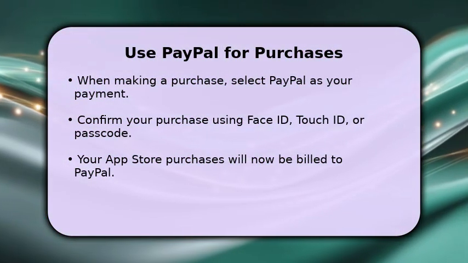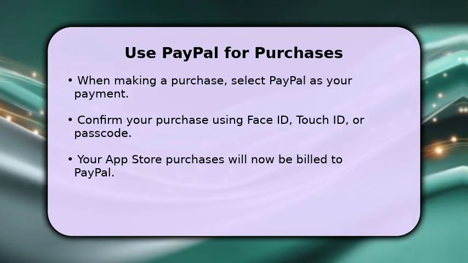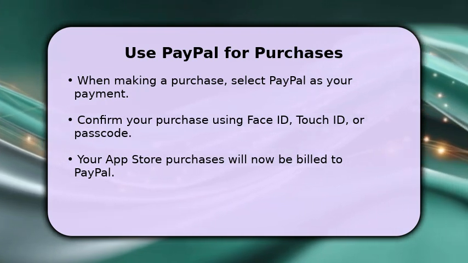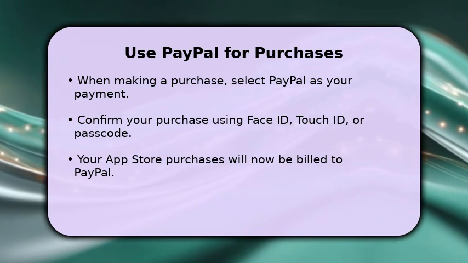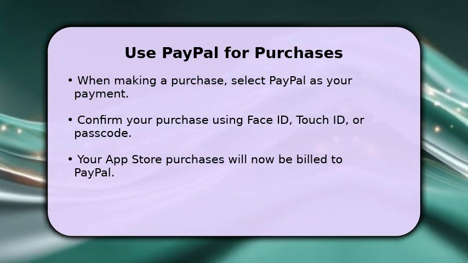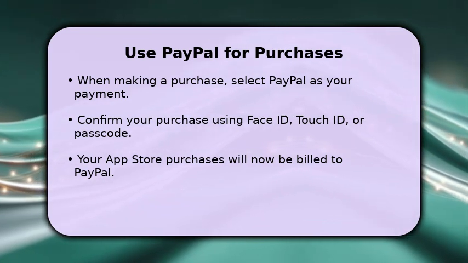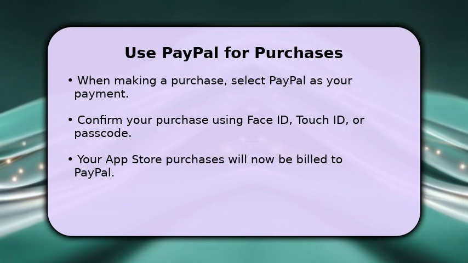Now that PayPal is connected, you can use it for your App Store purchases. When you're ready to buy an app, a game, or make an in-app purchase, simply select PayPal as your preferred payment method during checkout. You'll then confirm the purchase using your device's security, like Face ID, Touch ID, or your passcode. All your App Store purchases will then be conveniently billed directly to your PayPal account.